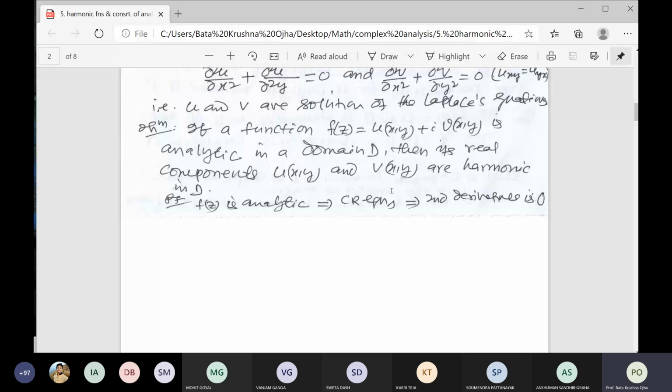So here I have simply given you: if f(z) is analytic, it implies the CR equations are satisfied and the second order partial derivatives vanish automatically. If the function is analytic, the CR equations are satisfied, and the second order derivative will be 0. But the converse need not be true. Harmonicity does not imply analyticity.